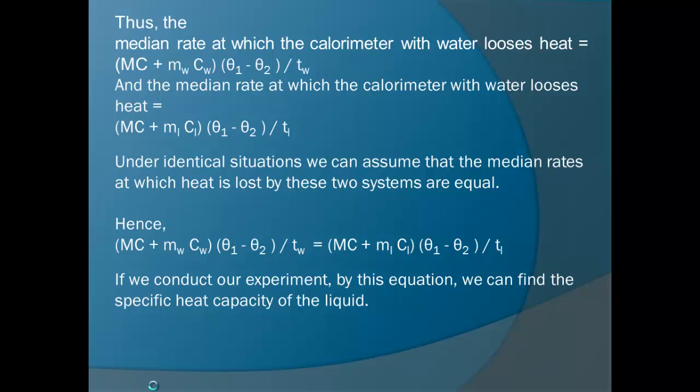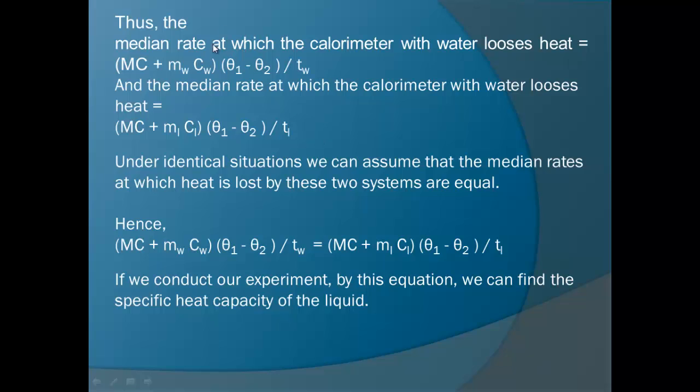So d theta is equal to theta 1 minus theta 2, the difference of temperatures, divided by the time. In contrast to the case of finding the specific heat capacity of a solid, when we need to find the specific heat capacity of a liquid, we can use Newton's cooling law. Unlike in the case of a solid, it's not about heating an object and coming to thermal equilibrium, it's all about cooling of an object.